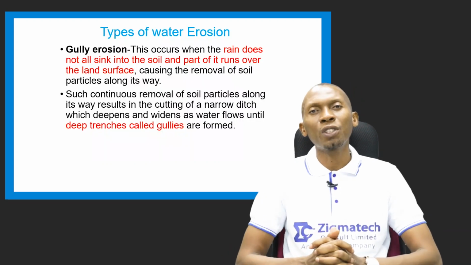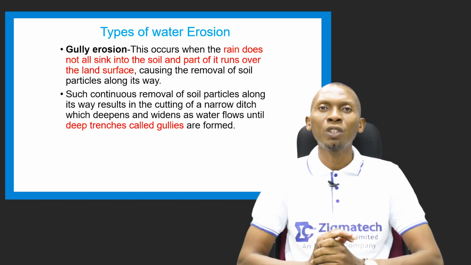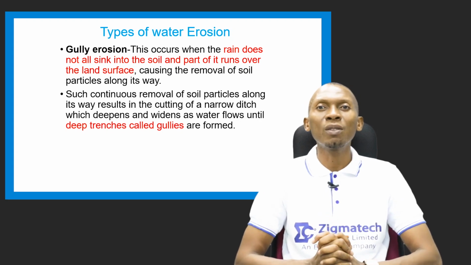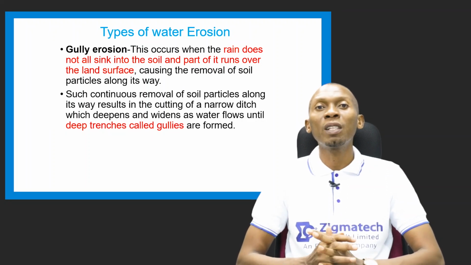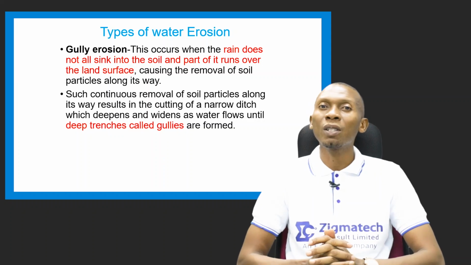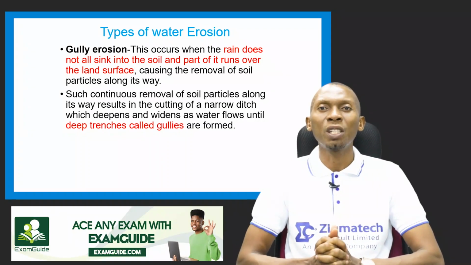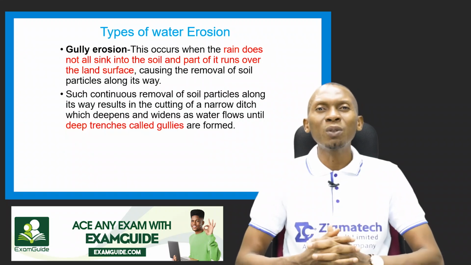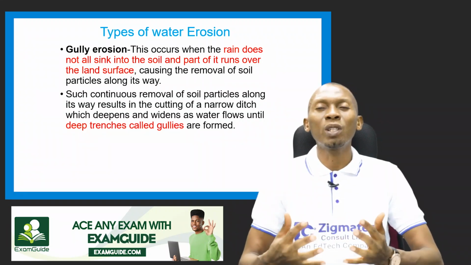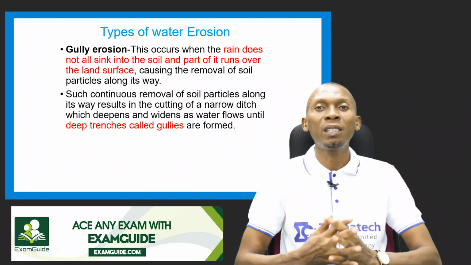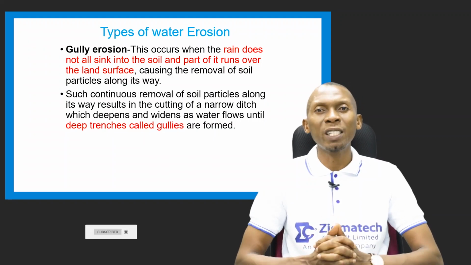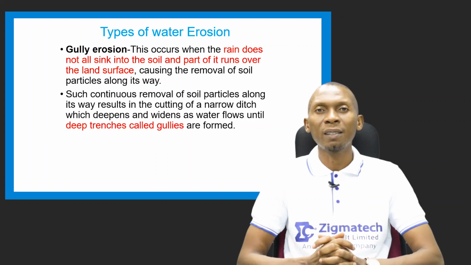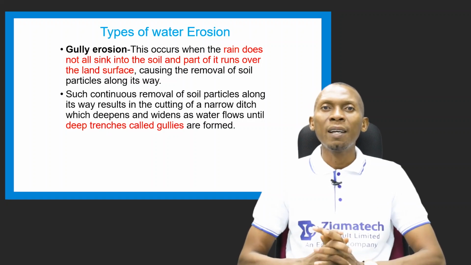We have gully erosion as another type of water erosion. Now, this also occurs when the rain does not sink into the soil and part of it runs over the land surface, causing the removal of particles along its way. This continuous removal of soil particles results in the cutting of a narrow ditch, which will gradually be deepening and widening as the water flows. And as the water flows, these ditches get wider and deeper until they finally become deep trenches, which are now called gullies. So that's why it's called gully erosion.